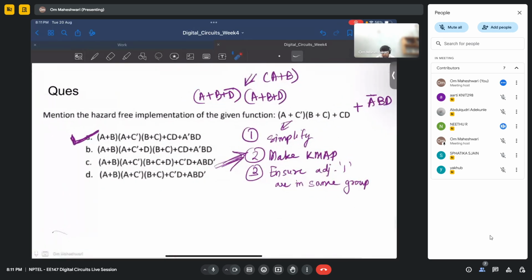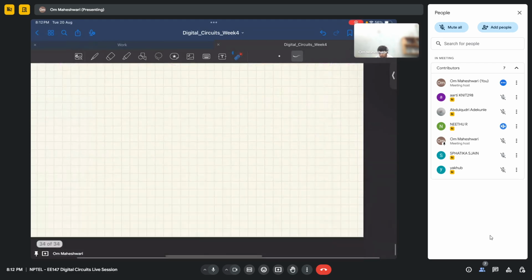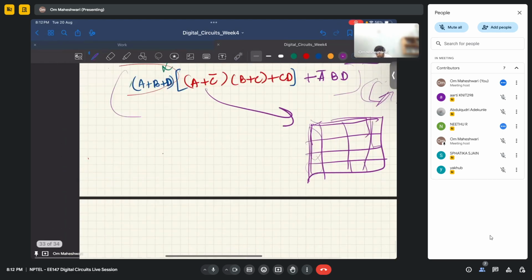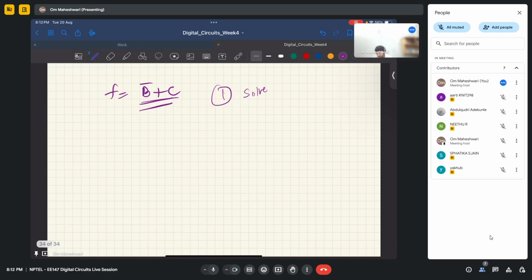Sir, if a function f is equal to b bar plus c, then solve it using NAND gate and NOR gate. F equals b bar plus c. First of all, what do you mean by solve? It is already minimized. Do you want me to make this circuit using NAND and NOR, right? Yes, yes. So I think it is okay.